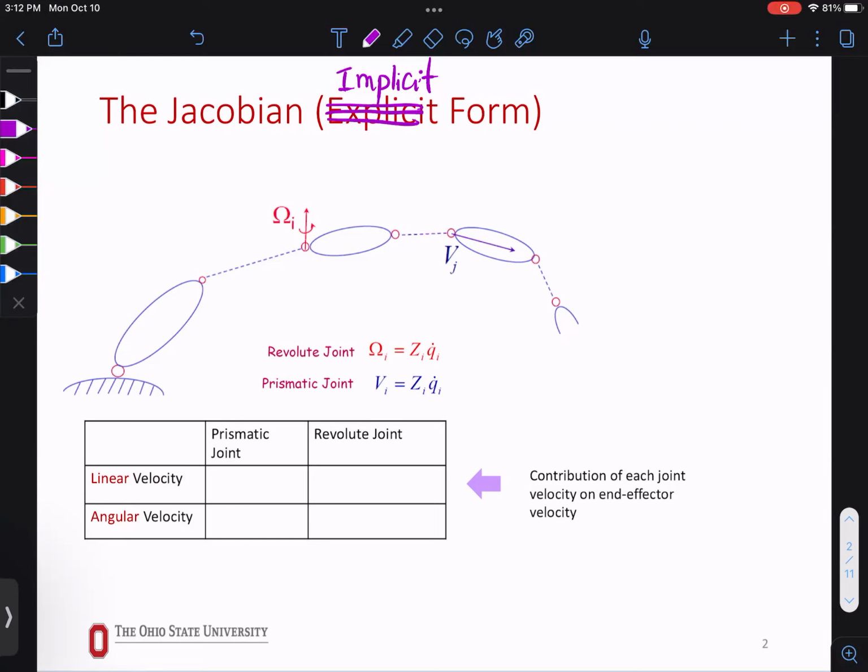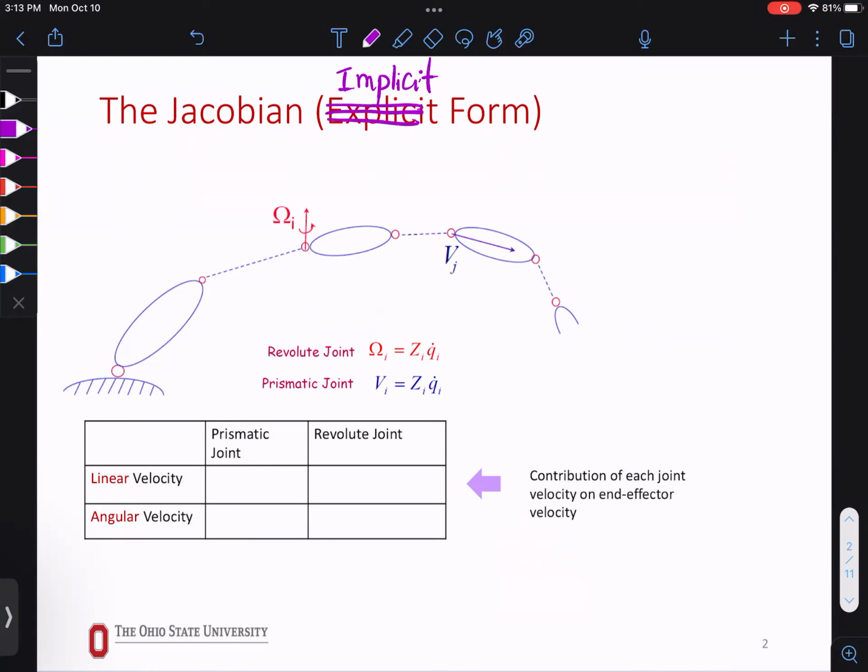Now here we are going to walk through the joints, but this time we will derive the elements of the matrices directly. One from the linear velocity, one from the angular velocity. In every robot manipulator that we deal with, the joints are either prismatic or revolute, right? So we're going to base it on that. We're going to develop a relationship for a prismatic joint, and a relationship for a revolute joint.